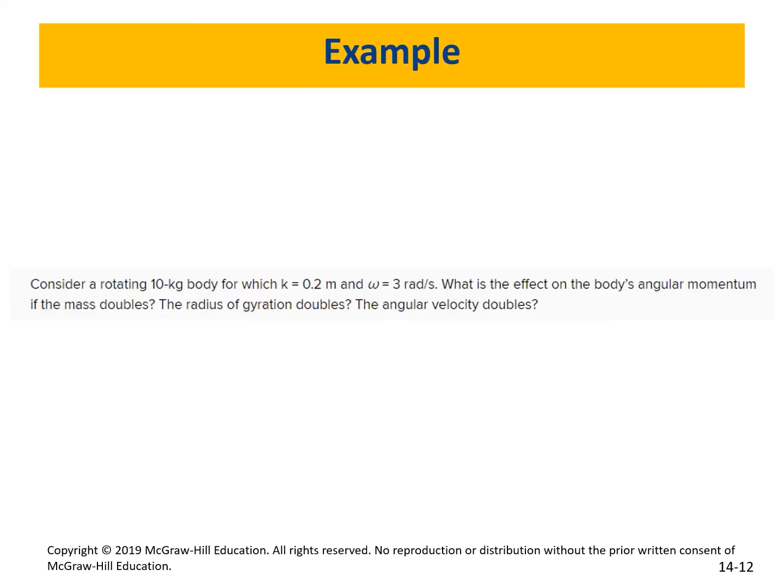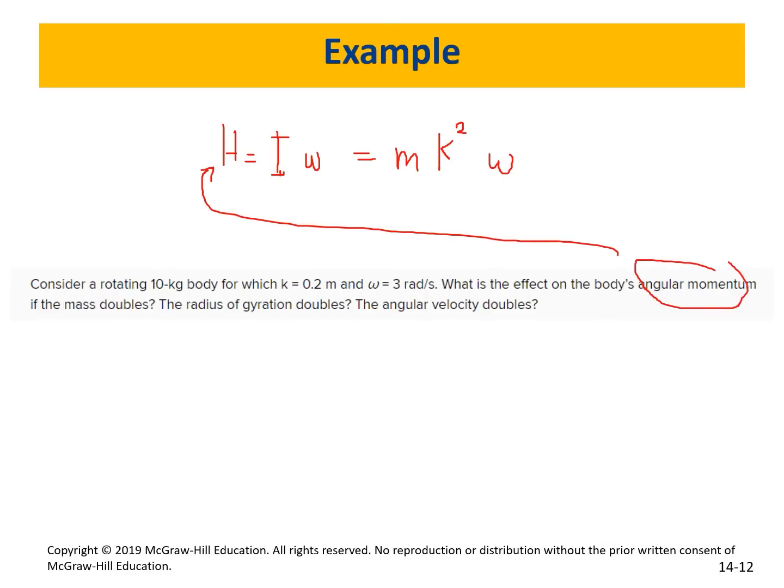So let's take 3 minutes and see if you can tell what's the effect on the momentum if you double these values. So let's say we're talking about the momentum. The momentum is H, right? And H equals I, the moment of inertia in angular, multiplied by w. And I equals the mass times k squared. This is angular momentum. So the angular momentum is H, I is the moment of inertia, and w is the angular velocity.